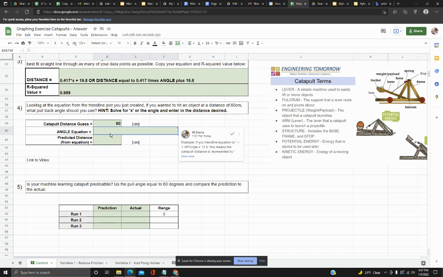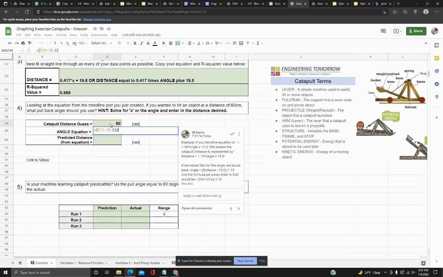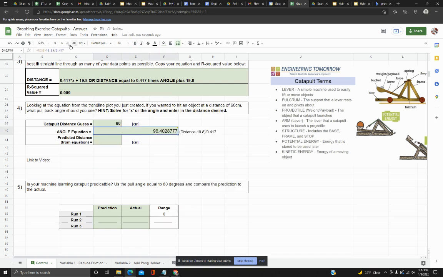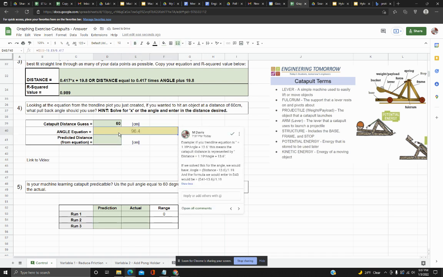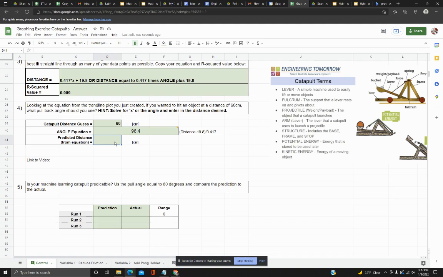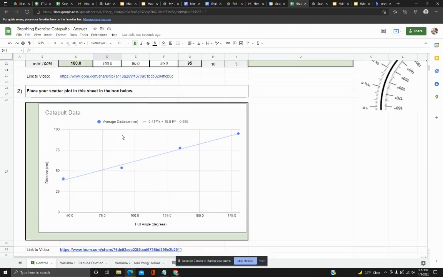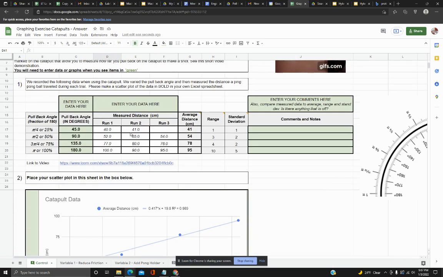So what we're doing, now we're going to place in an equal sign. We're going to say, what is that distance? Is 60. So let's just point to that one, minus the 19.8, and we're going to divide it by 0.417. So what this is saying essentially, and let's get rid of some of those significant digits, we can move this over here, is that 96.4, that is the angle that it's predicting, right? So here we got 96.4. Is that right? So at an angle of 96.4, will we get about 60? Yeah, you can kind of see that.